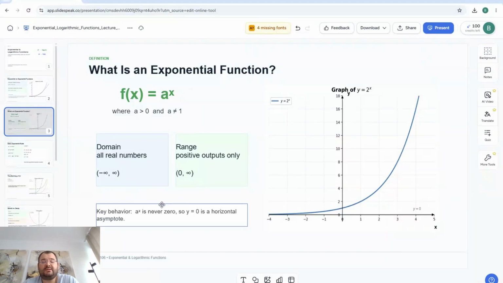So it can take any real number value. For the range, since a is a positive number, any positive number multiplied by itself will produce a positive number. That's why the range will be greater than 0, and it will go up to infinity.